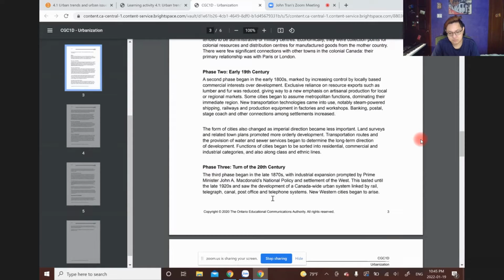Then phase three turned to the 20th century. The third phase began in the late 1870s with industrial expansion, promoted by Prime Minister John A. McDonald, national policy and settlement of the West.